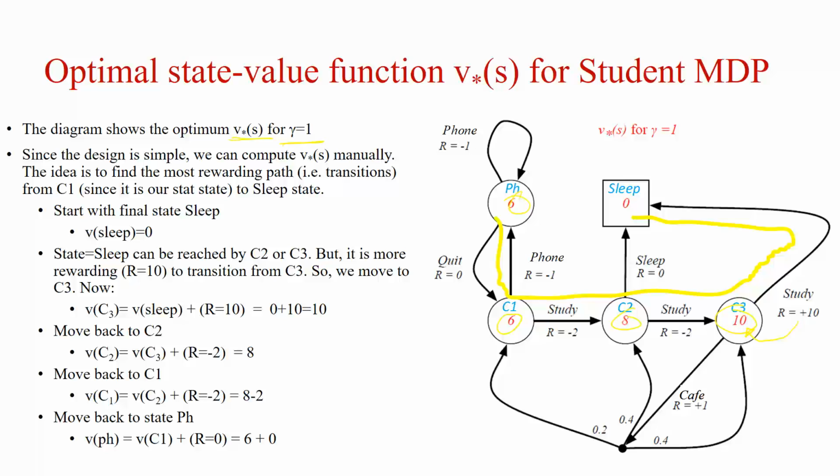From 10, to go back to C2, you have to consider the reward of minus 2, and this makes C2 equal 8, because 8 equals minus 2 plus 10. And if you go back from C2 to C1, you have to consider this reward, and this makes the state equal 6. And if you go back to the phone state, you have to consider the reward of 0, and this makes the phone state 6 as well. So these are the optimum state values for the Markov decision process example.